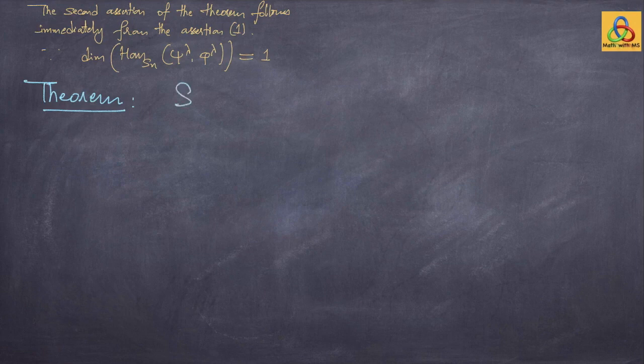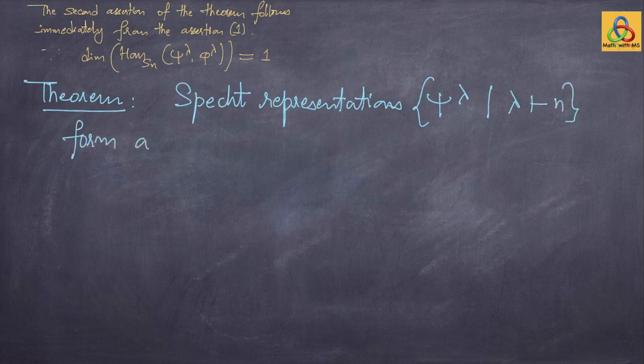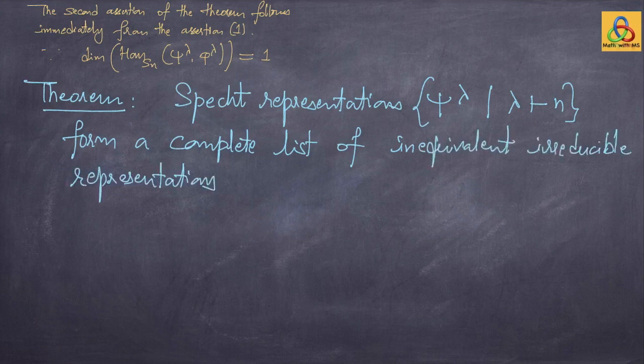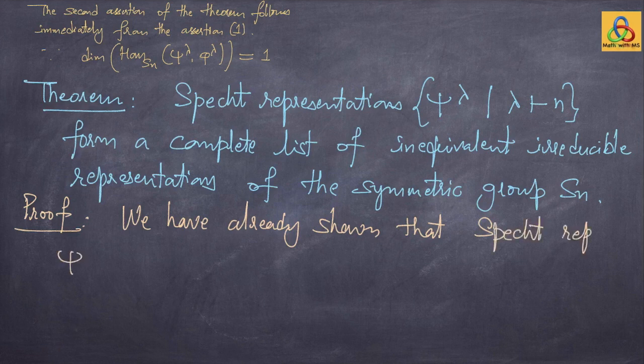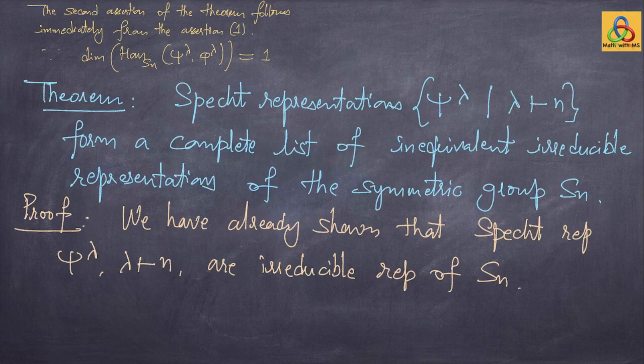Specht representations psi lambda, where lambda is a partition of n, form a complete list of inequivalent irreducible representations of the symmetric group Sn. We have already shown that Specht representations psi lambda, where lambda is a partition of n, are irreducible representations of Sn. To show that psi lambda is not equivalent to psi mu for partitions lambda and mu of n, it suffices to show that if they are equivalent, then the partitions must be the same.